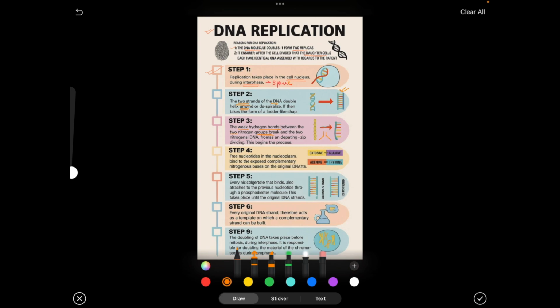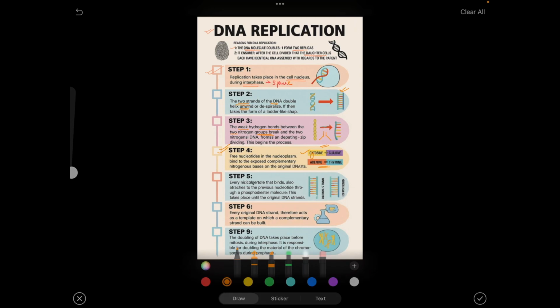Okay, this is the starting point of replication. Next is step 4. Free nucleotides present in the nucleoplasm now come forward and attach to the exposed bases of the original DNA strand. Cytosine to guanine and adenine to thymine. You need to remember these nitrogen base pairs.